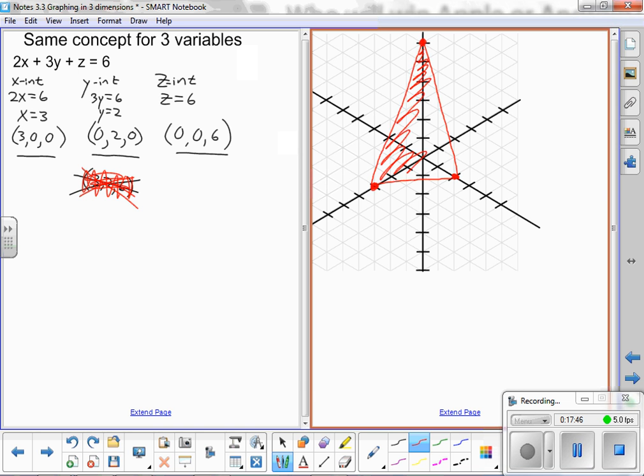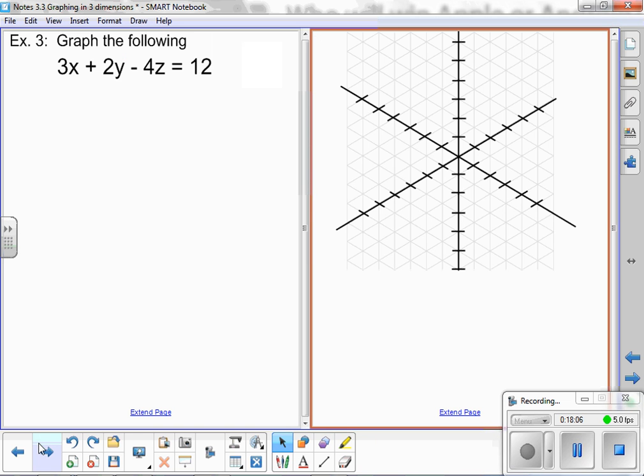Next step is you're supposed to shade it in. And then that's that picture. Let me shade it in with a different color. Okay, and that's how you do that. Let's see if I had another example. Okay, so let's try this one too. So try this one on your own.